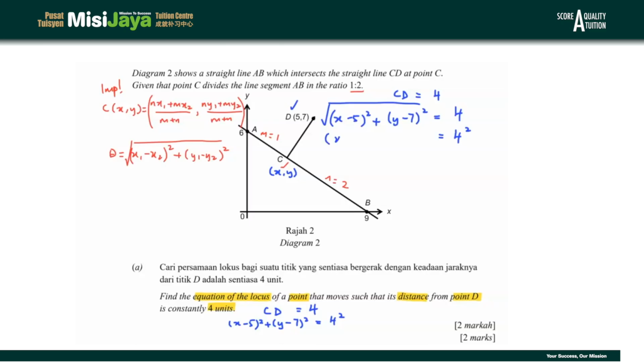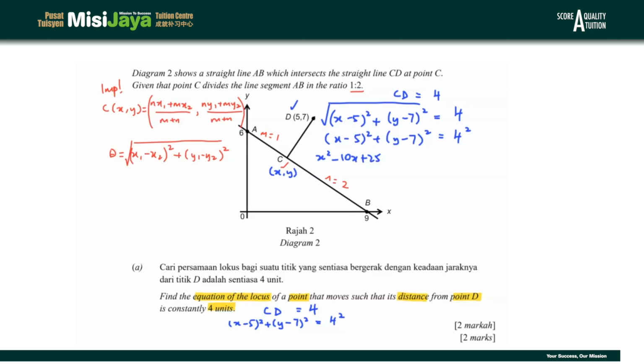And then this will be (x minus 5) squared plus (y minus 7) whole thing squared. So in order to find the equation of locus, we need to expand the brackets. So we have x squared minus 10x plus 25, because negative 5 whole thing squared is 25.